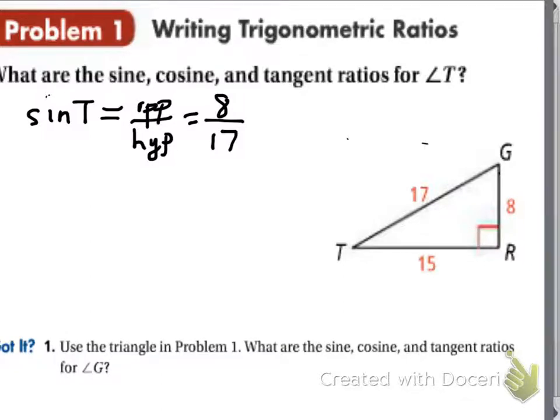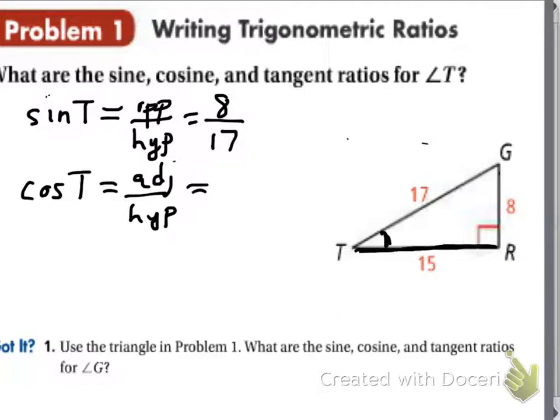Now, the cosine of T. Cosine is adjacent over hypotenuse. The adjacent side to angle T is the side that's touching angle T but is not the hypotenuse. So it's this side right here. What does that equal? That equals 15. So the adjacent side is 15 and the hypotenuse is 17. So the cosine of T is 15 over 17.